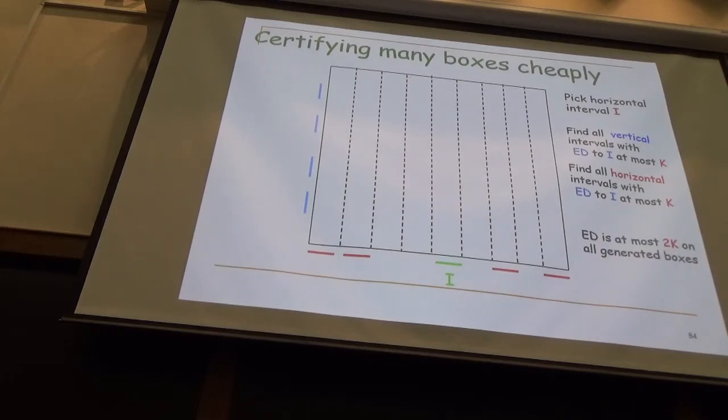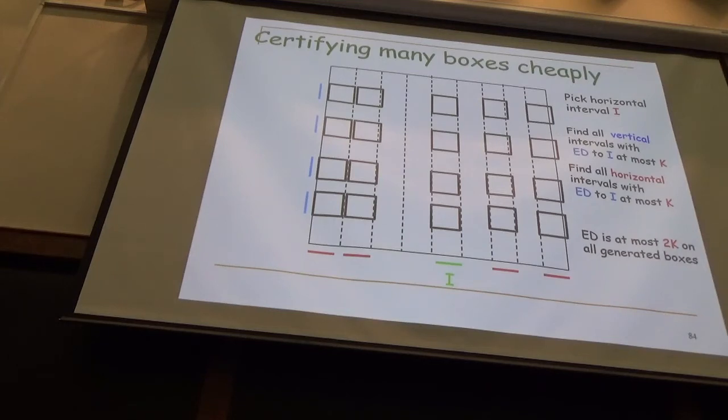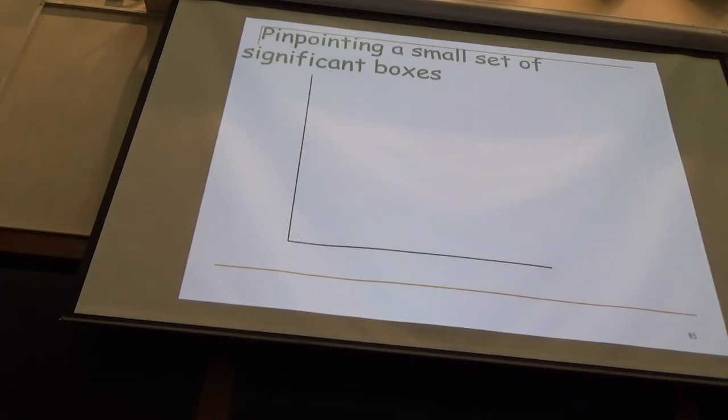what we know is that if you take any one of the red intervals and any one of the blue intervals, then by triangle inequality, the distance between them is at most 2k. So for all those boxes, you were able to certify them to be at most 2k. Okay, so that was the first idea. And you notice that idea is useful provided that this particular interval was close to a lot of horizontal and vertical intervals. If it was only close to a small number, then that will not give you much economy of scale.